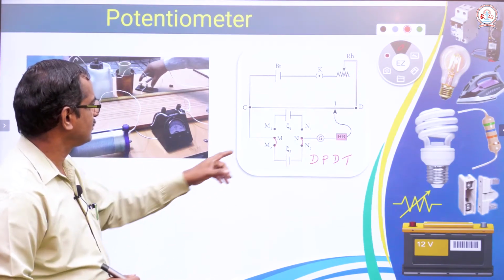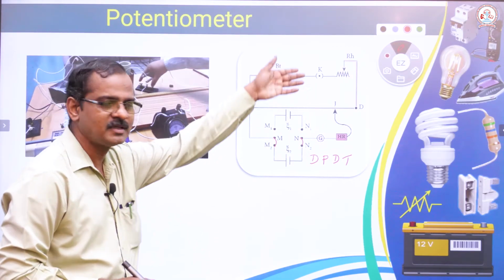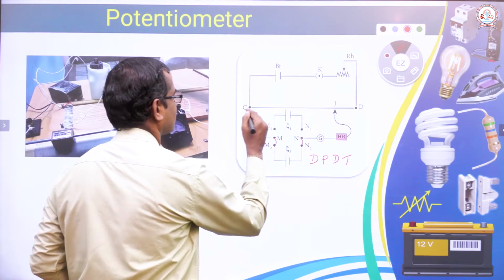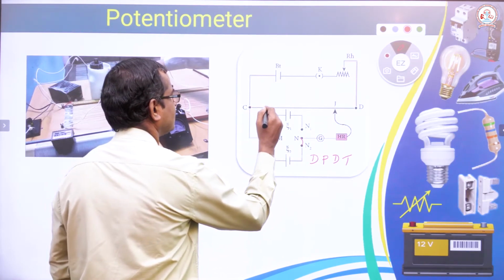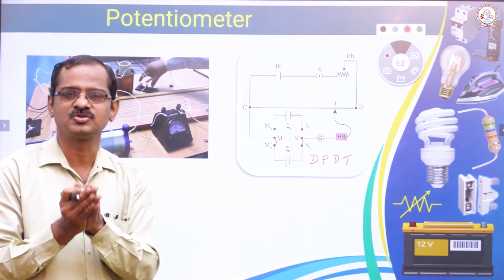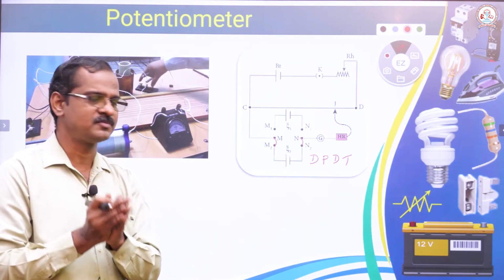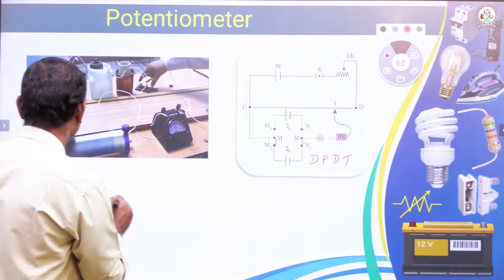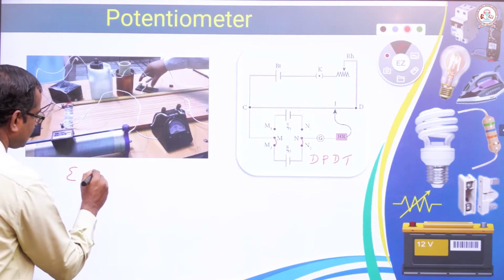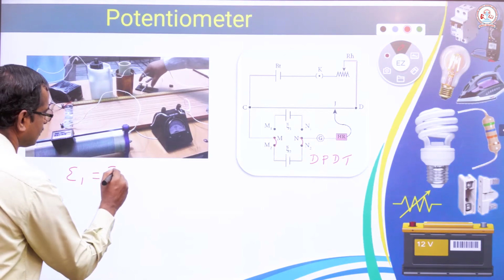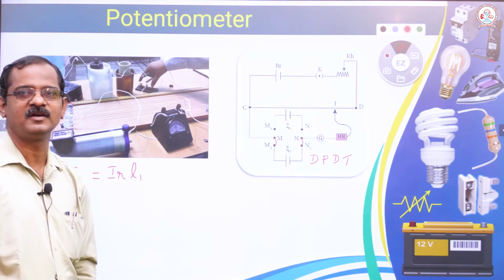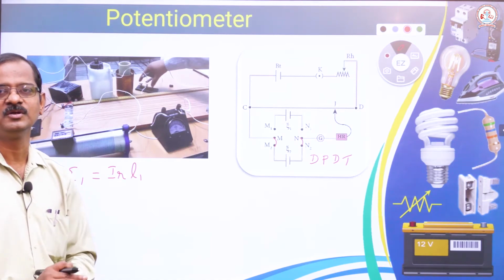First, we connect the first battery with the potentiometer. The balancing length is noted using the jockey. When the jockey is moved like this, there will be deflection in the galvanometer. Once the deflection comes to 0, we can note down that epsilon 1 is equal to I R L1 (I into r into L1). Ohm's law, V equal to I into R.